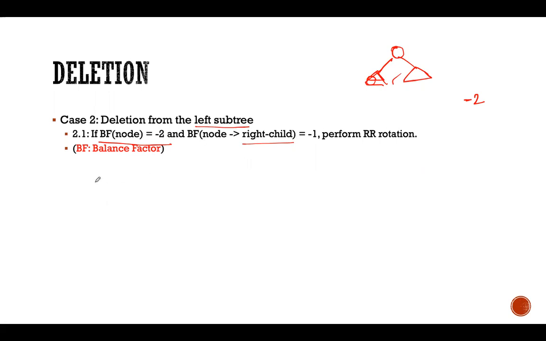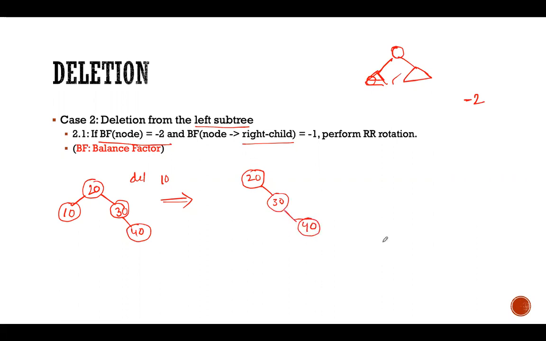So let's see one example. Let's see, we have a tree like that. 30 and 40. Okay, and we are going to delete 10. So the tree will become 20, 30, 40. The node that gets unbalanced first is the node 20. So its balance factor here, you can see that it's -2, here is -1. So the balance factor of the right child of this node is -1.